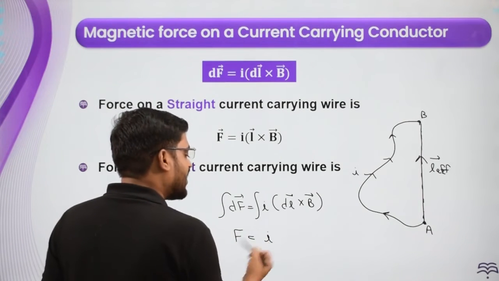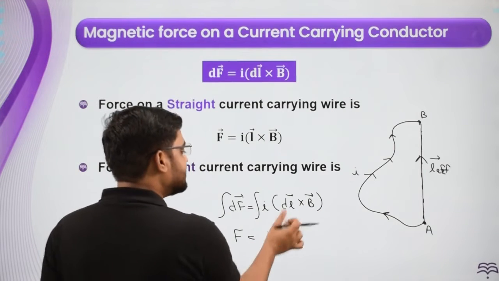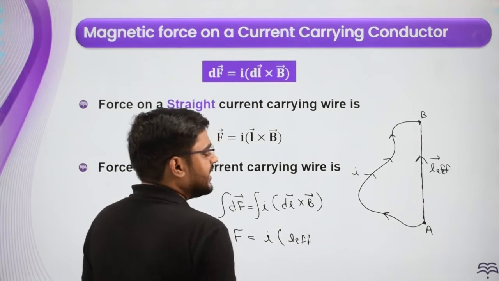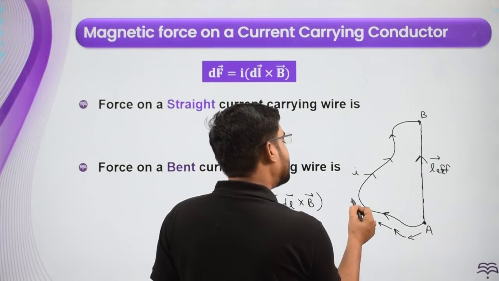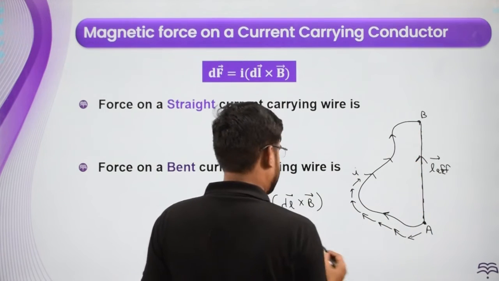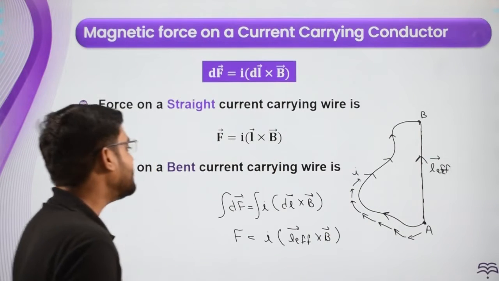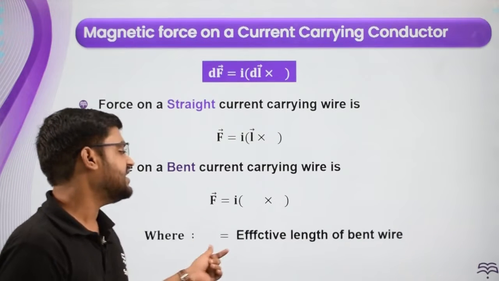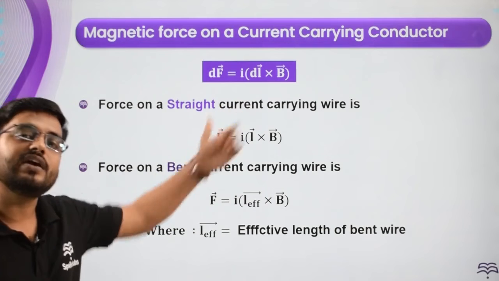I is a constant quantity, and here the magnetic field is also uniform. So this integration of dL is what? The total L effective. See, when you integrate such small lengths, when you add them vector-wise, you will get the total length. When all these dL add up, we will get this length AB, right? So that becomes L effective cross B vector. So we can remember this formula, where L effective is the effective length of the bent wire, starting from the starting point all the way to the other end.